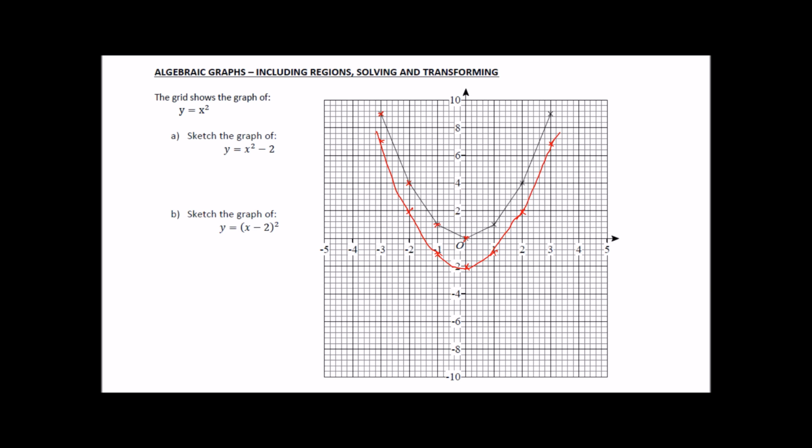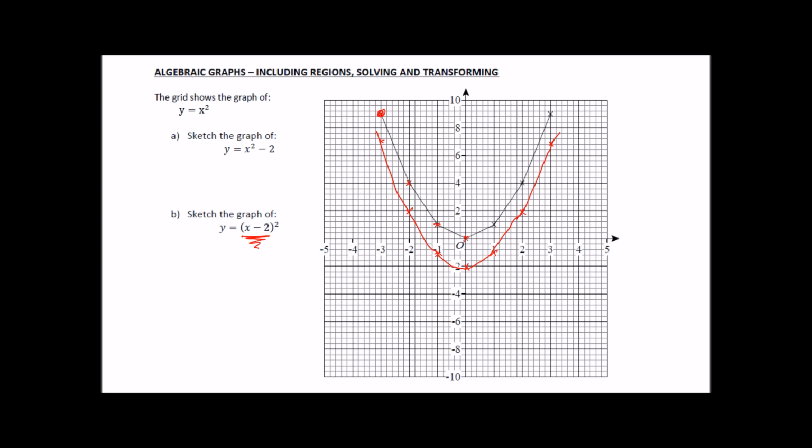The one that people get confused with is where they put the x minus 2 in brackets. So what that means is you're going to get the same value for x squared but 2 earlier. So instead of moving 2 to the left, which is what most people think, it will actually move 2 to the right. So on this one, again, you're going to take each point in turn.